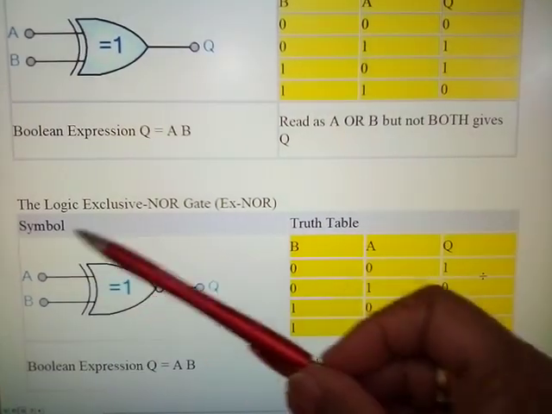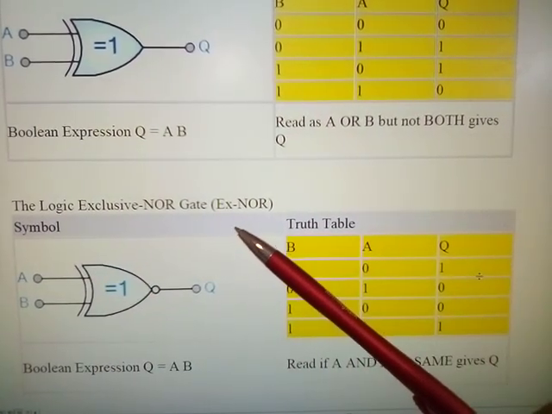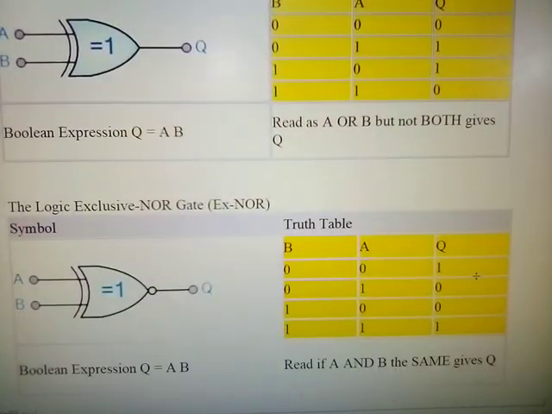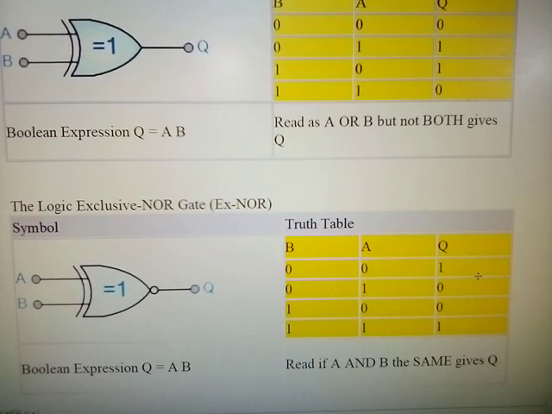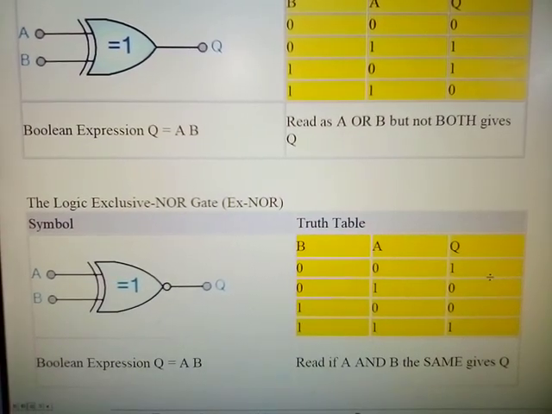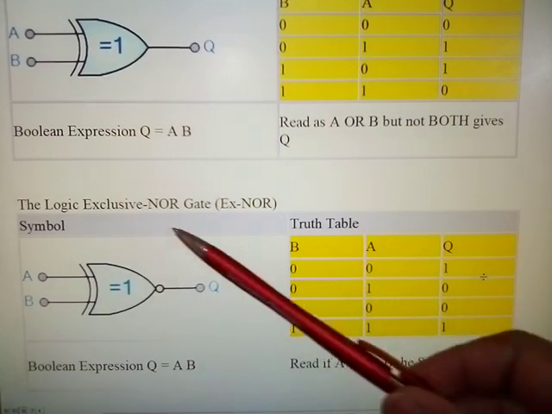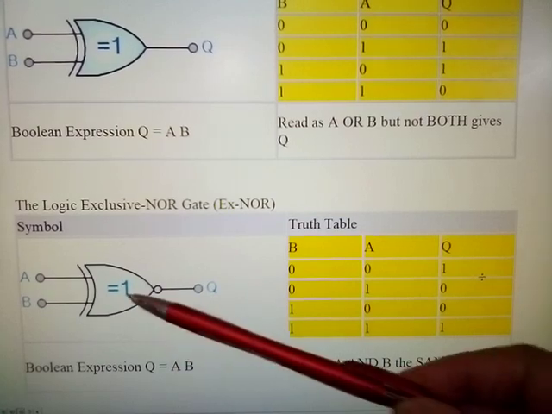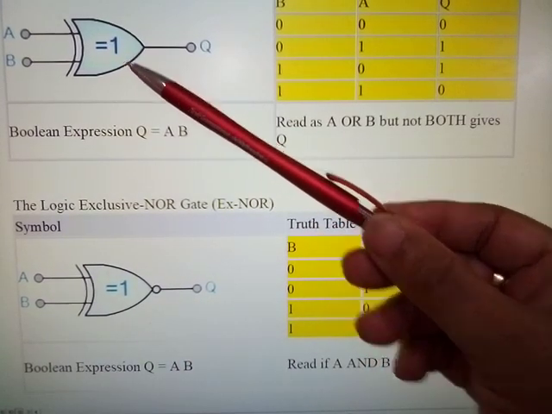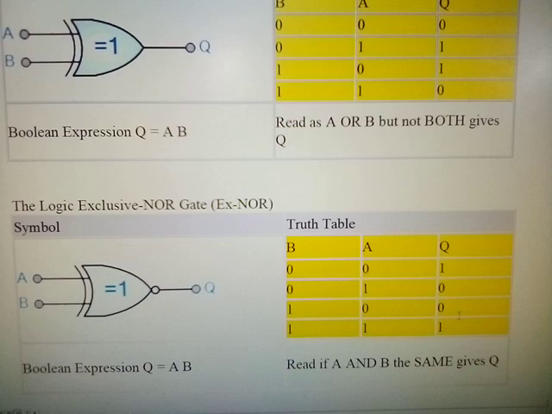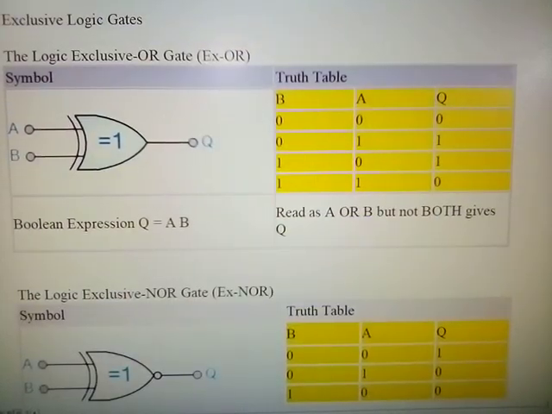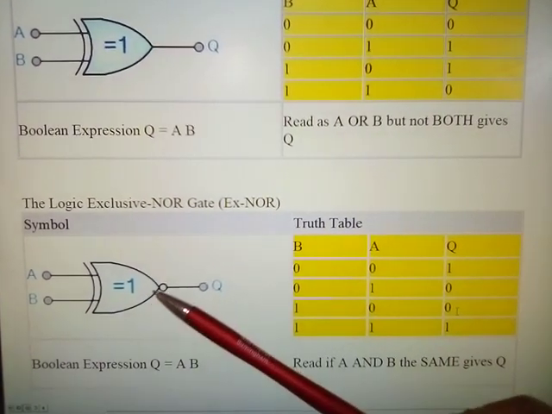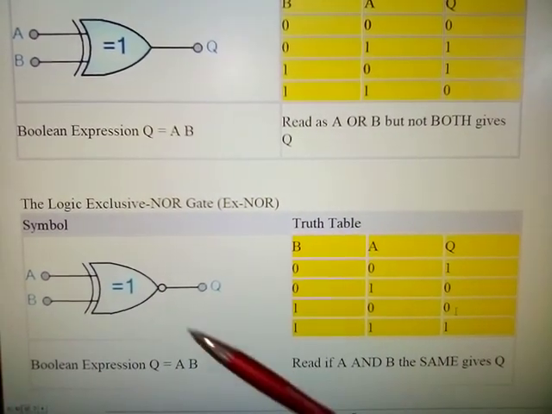And here we have the logic exclusive NOR gate. Symbol again, almost identical to the exclusive OR, but not quite. What's the difference? The difference here is your little inverter, and that's what makes a difference.